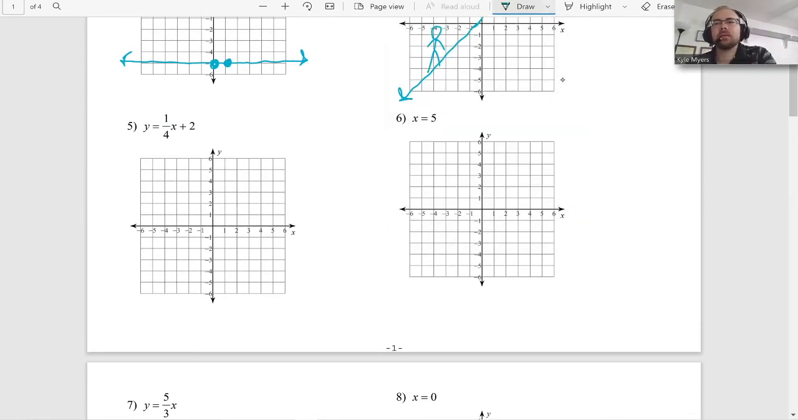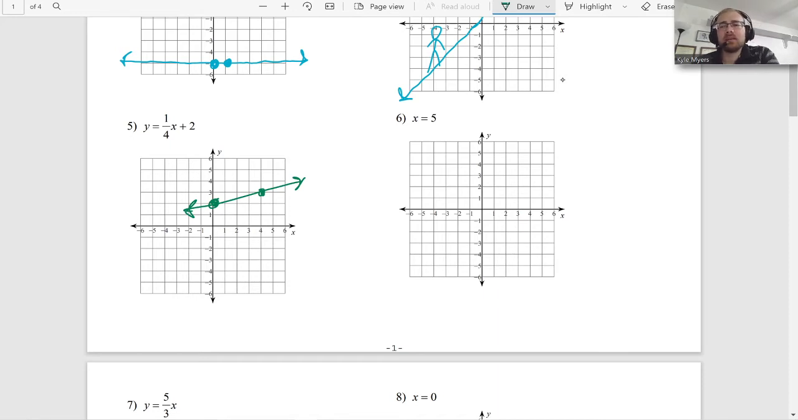Go to green now. We're going to go up 2. That's where we start. And then we go up 1 over 4. 2, 3, 4. Just like that. And notice I don't graph any more than 2 points. You can graph more than 2 points if you want, but that's just extra work. You can totally do that.